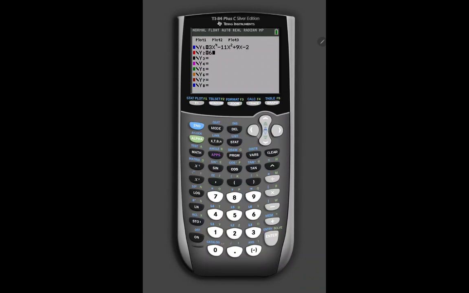Zoom 6 seems good. Zoom 6 is standard, negative 10 to 10, negative 10 to 10. I also sometimes like Zoom decimal. On my other calculator, it's from negative 4 to 4, but this one, it's a little bit different. Okay. Do I need to see any more?